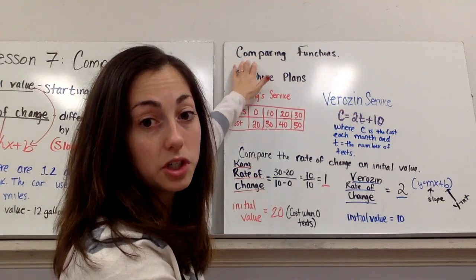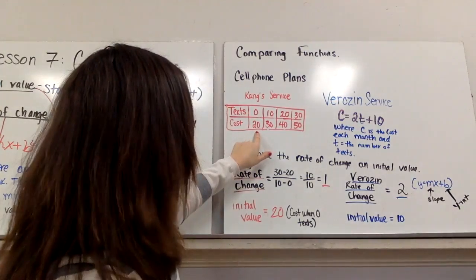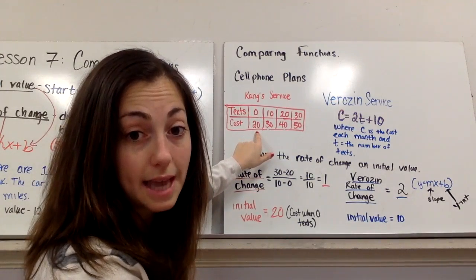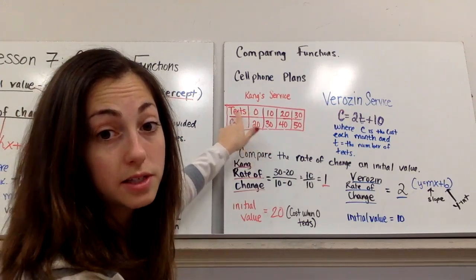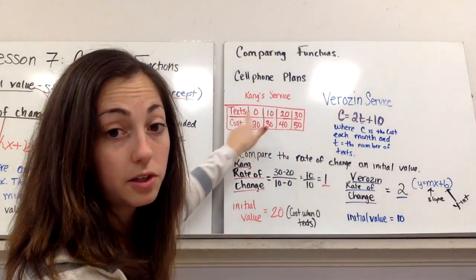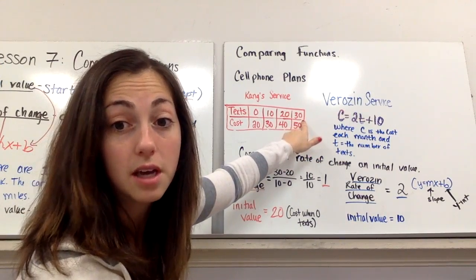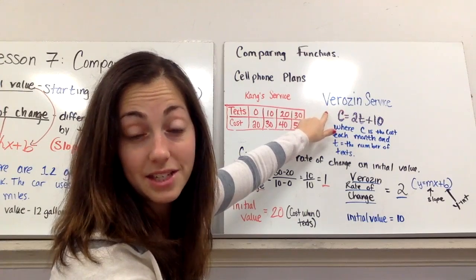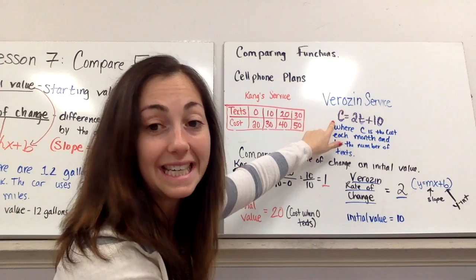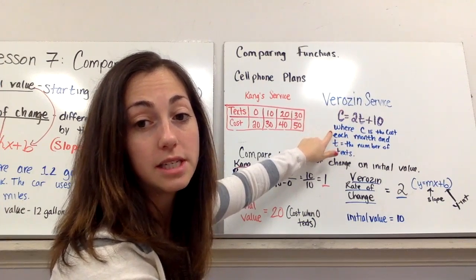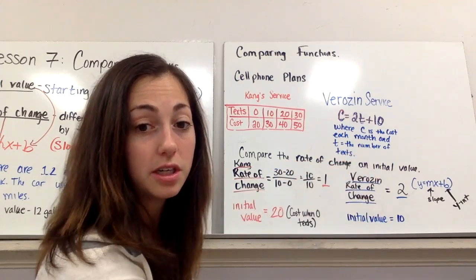So comparing functions. Let's talk about a cell phone plan. Kang's service. Let's copy this table down and then think about what it's saying. So we have when the cost is $20, that's 0 tax. When the cost is $30, that's 10 tax, and so on. When the cost is $50, that's 30 tax. Cool. For Verizon service, we have C equals 2t plus 10. C is the cost each month, and T is the number of texts. So we need to compare the rate of change and the initial value.